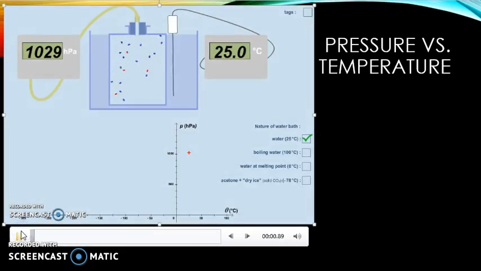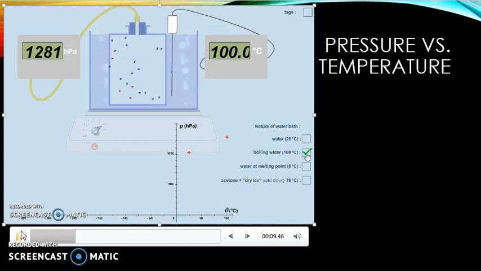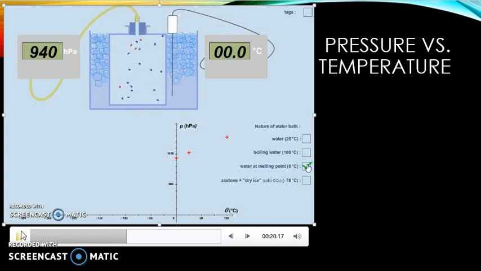So we're going to take a look at a couple different temperatures. Right now we're at 25 degrees Celsius, which is just about room temperature. You can see your particles moving inside of the box. Now let's switch it up to 100 degrees. Notice how much faster those particles are moving and what's happened to the pressure. It's much bigger.